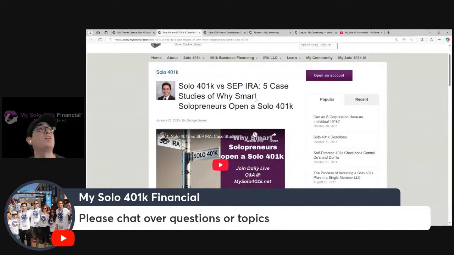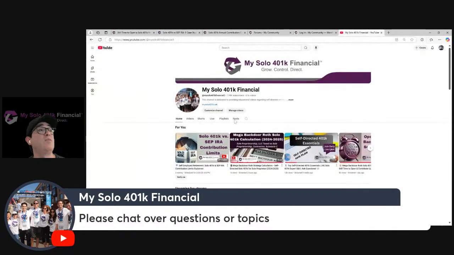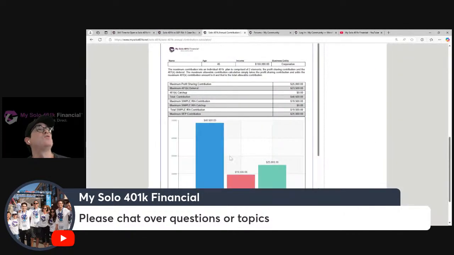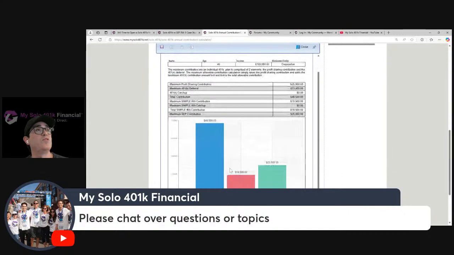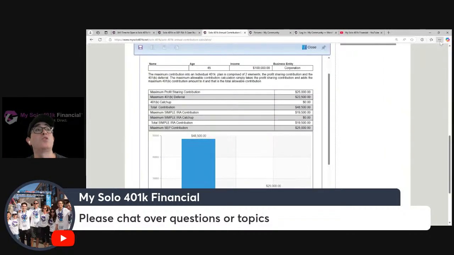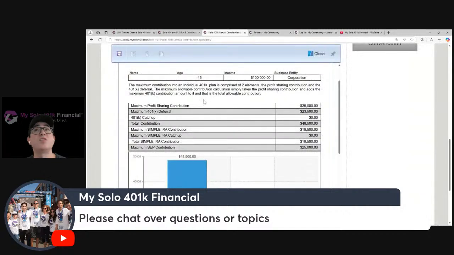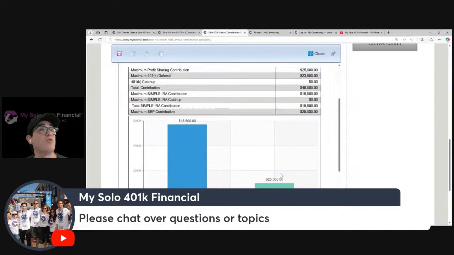So we wanted to talk about the solo 401k versus the SEP IRA, contribution limits explained. So let's start out with the visual. This is a printout from our online calculator. What this visual shows us is how much more one can contribute. The scenario we have here is somebody that's age 45. Let's say their business is taxed as an S Corp. They have $100,000 of W-2 wages. How much can they contribute to the solo 401k?